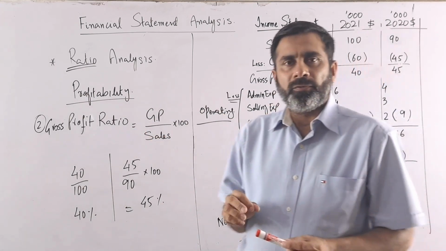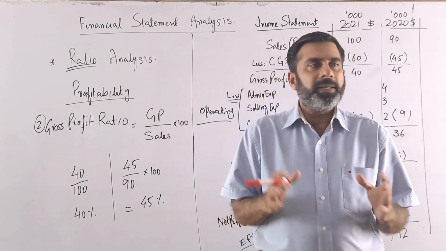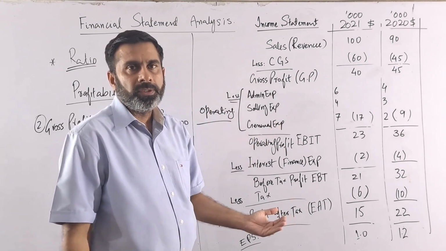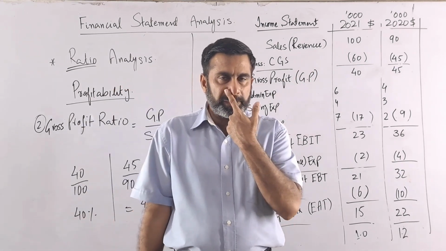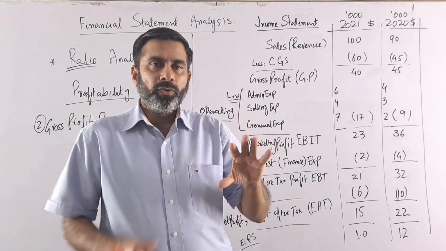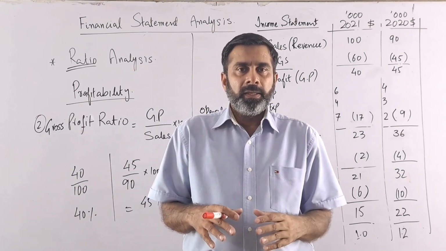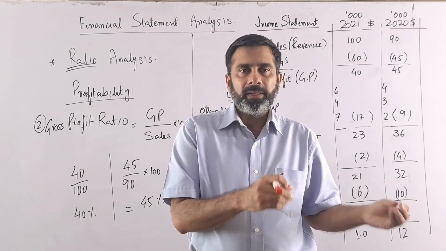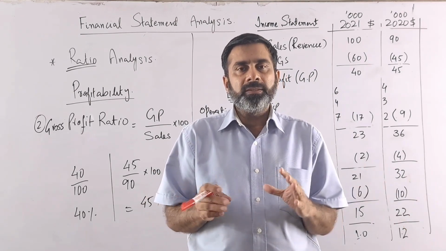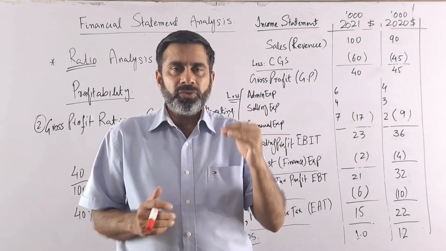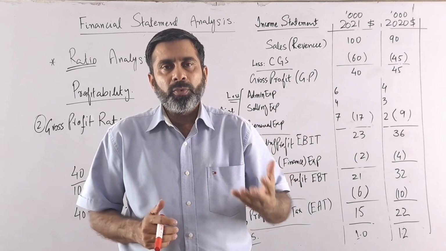What is gross profit, basically? Gross profit is simply the sales less the cost of goods sold. The cost of goods sold, for a manufacturing company or a trading company, means the goods which you are buying, and obviously there is some cost. For example, you are buying it for $20 and you are selling it for $30. It means the sale is 30 and the cost is 20.